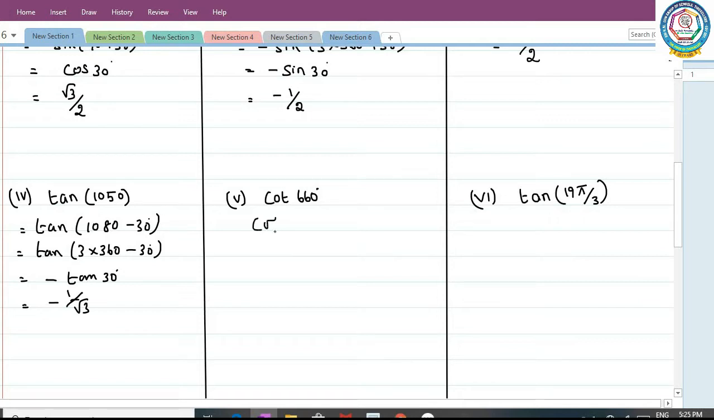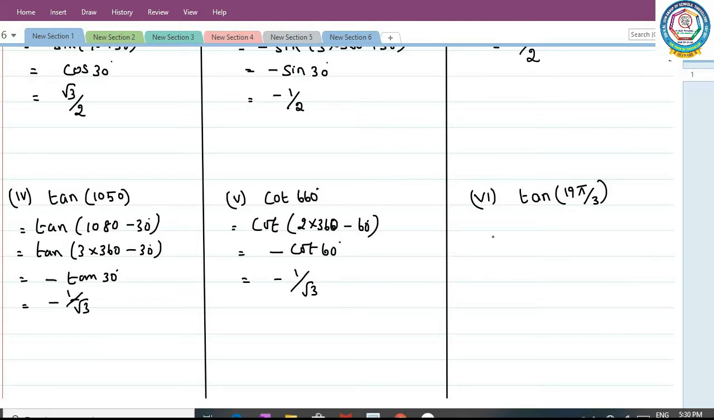Next one, cot 660 degree. Cot 660 can be written as 2 into 360 minus 60 degree. So, cot 360 minus theta is minus cot theta, where theta represents 60 degree. So what is the cot 60 value? It is minus 1 by root 3. Tan 30 and cot 60, both values are equal only.